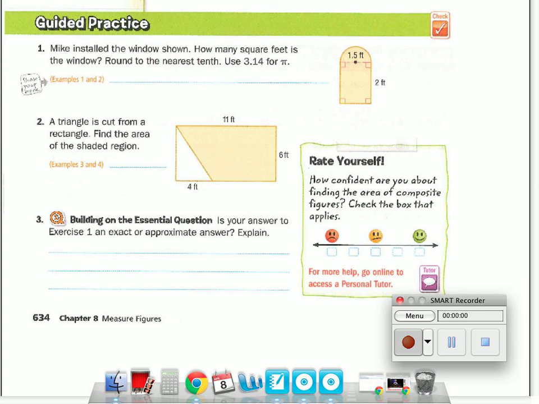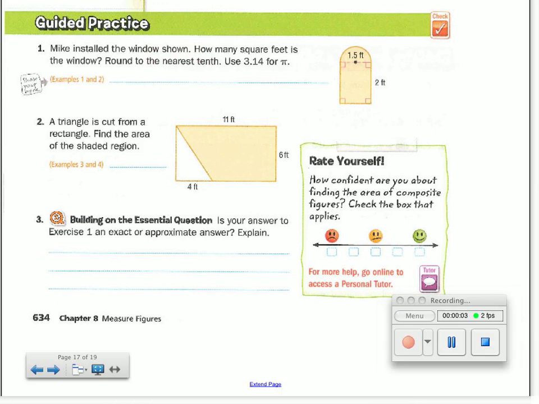Finding, again, the area of a composite figure. And basically a composite figure is two figures put together. So for example, with number 1, I know I didn't assign you guys to do that. You'd want to find the area using the semicircle, and you'd want to find the area of the rectangle and then add them together to figure that out. Number 2 is a little different.